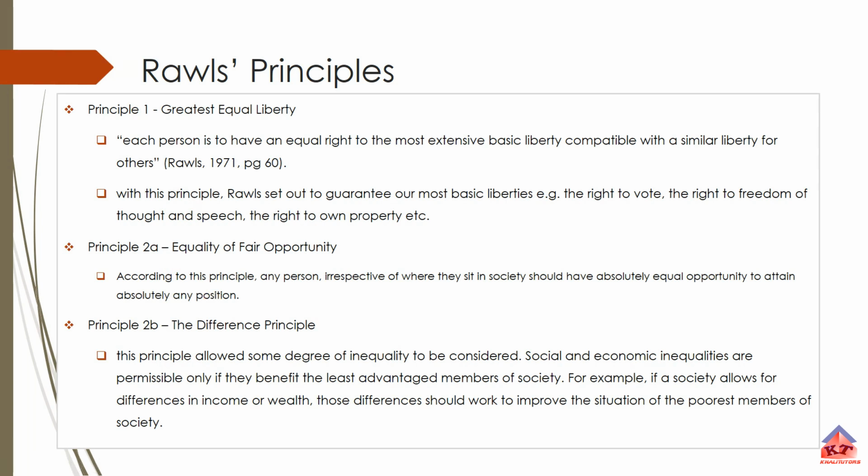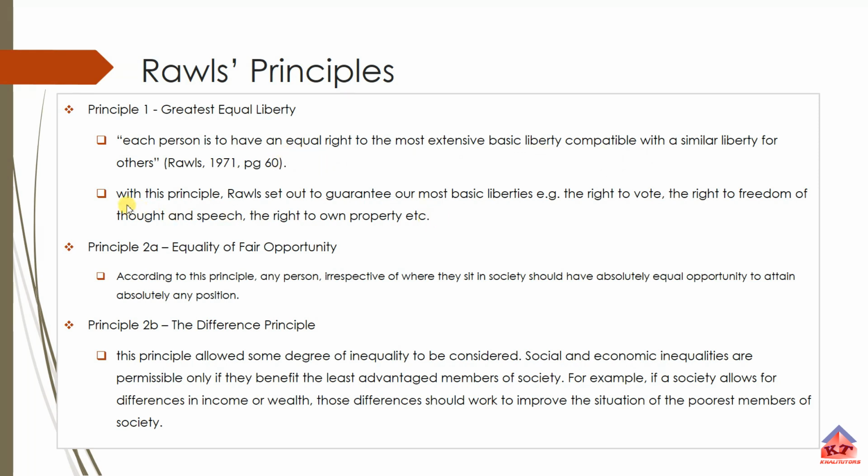Okay, so let us look at the greatest equal liberty. Under this principle, Rawls concluded that each person is to have an equal right to the most extensive basic liberty compatible with a similar liberty for others. What this simply means is that when you are trying to access your most extensive basic liberty, it should not infringe upon the basic liberties of others. Okay, that is basically all that you have to keep in your mind as we proceed.